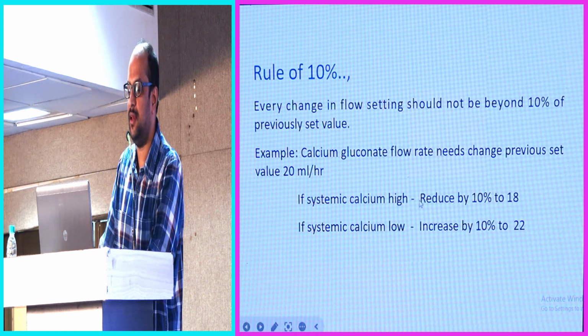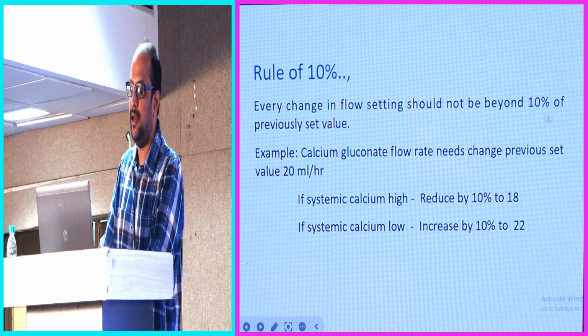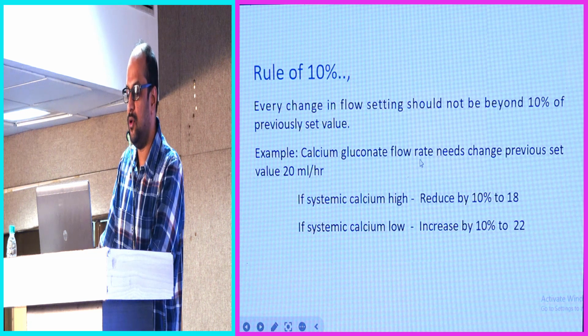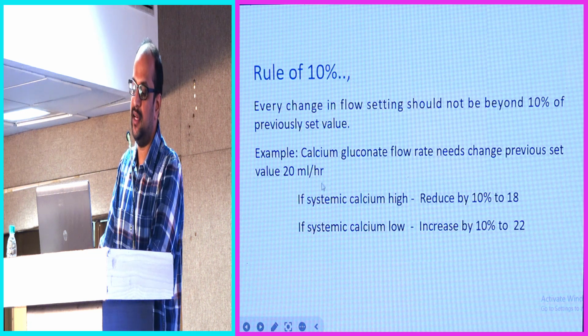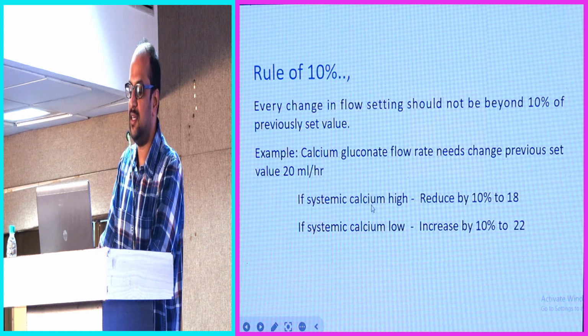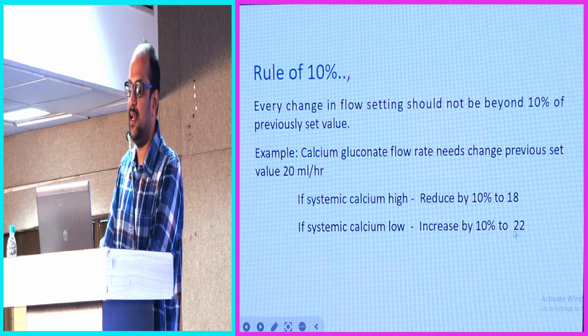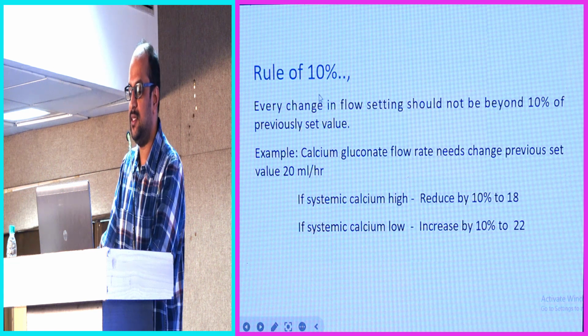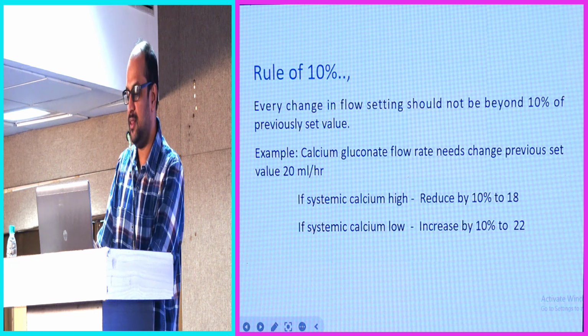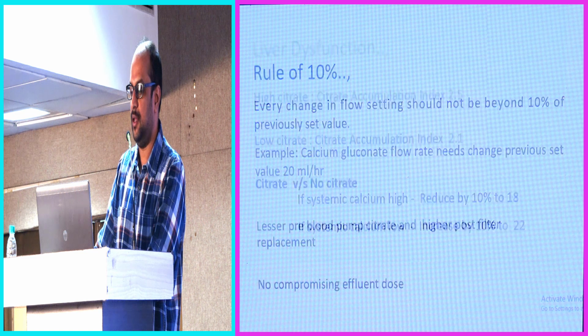So as I said, rule of 10, every change should be made in 10% value only. Suppose this is an example. The calcium gluconate flow rate previously we have set as 20 ml per hour. If the systemic ionized calcium is going high, reduce it only by 10%, like keep it at 18. If the systemic ionized calcium is low and you want to increase it, keep it at 22. So this is called rule of 10. We need to keep everything in 10% changes only.